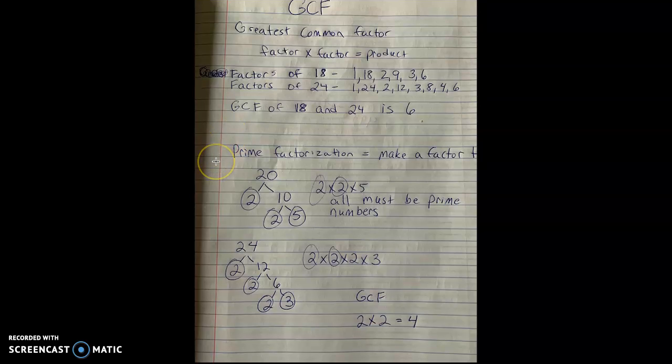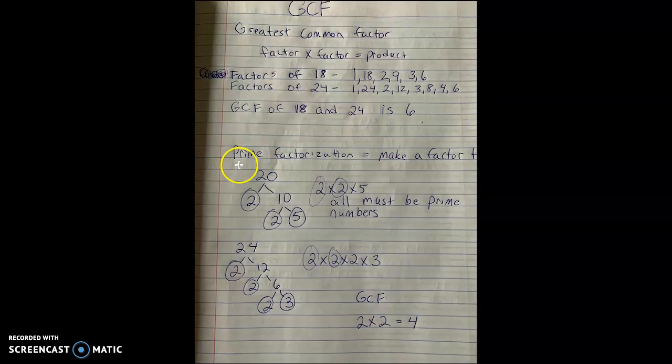Another way is to use prime factorization, which means make a factor tree. So for example, if I have 20, remember prime means the number only has two factors, one and itself. So you keep going, keep breaking apart the number, what times what equals 20, until I get all prime numbers on my branches. So for example, I started with 2 times 10. So 2 times 10 is 20. 2 is a prime number, so I circle it.